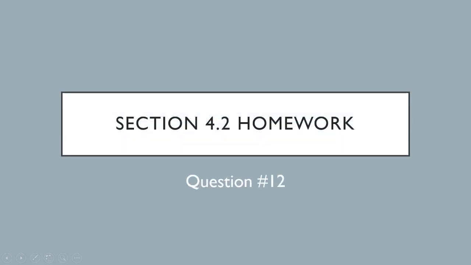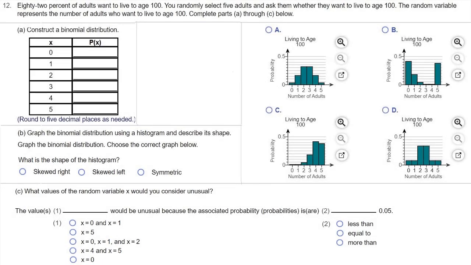We're looking at homework from section 4.2. It's question number 12. This is a big one. 82% of adults want to live to age 100. You randomly select 5 adults and ask them whether they want to live to age 100. The random variable represents the number of adults who want to live to age 100. Complete parts A through C below.